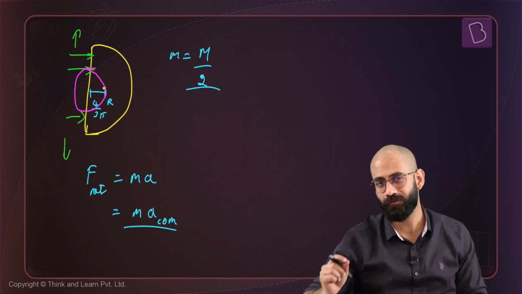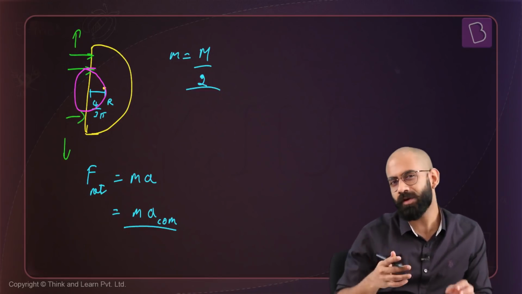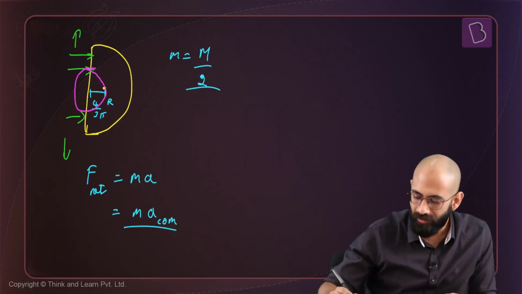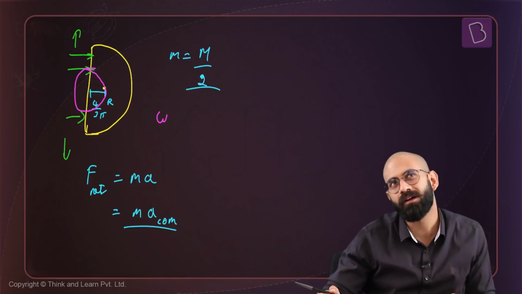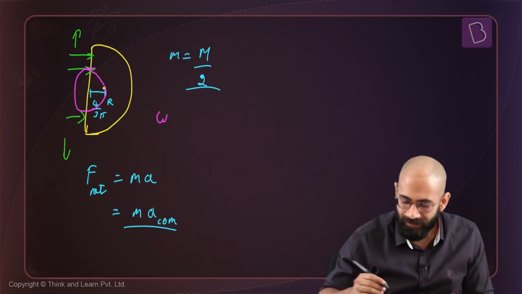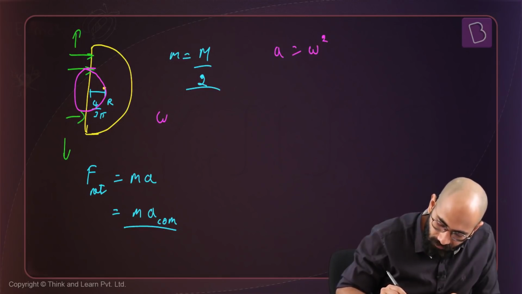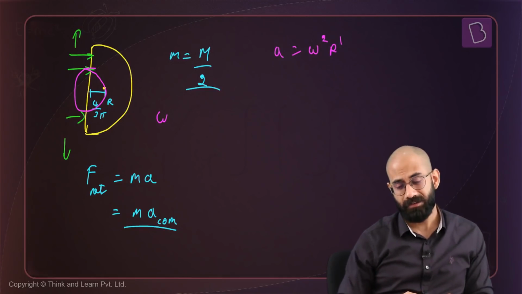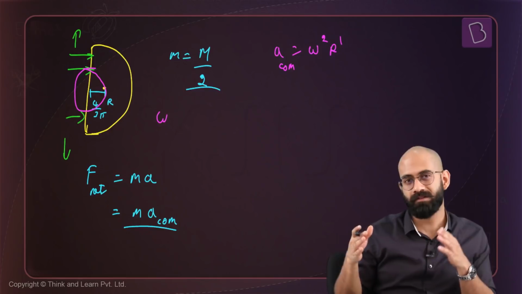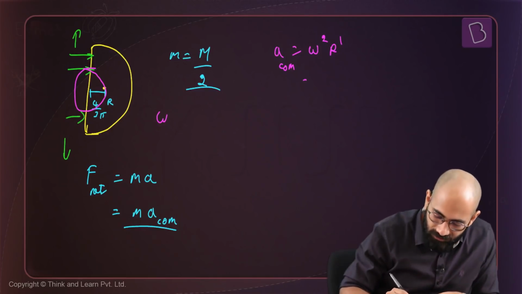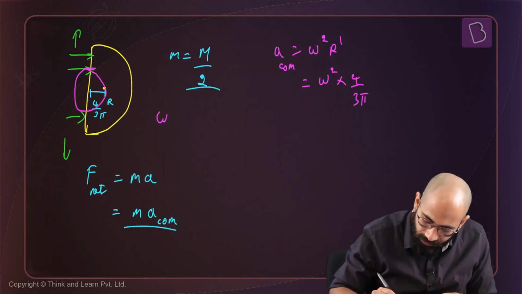What will be the acceleration of the center of mass? Now we know already that because the disk is rotating with omega, the center of mass should also go around with the same angular speed omega. Then, if this distance is 4 by 3 r, then the acceleration, in this case a, should be equal to omega square r dash, right? Acceleration of the center of mass, I'm saying, should be equal to omega square r dash, where r dash is the distance between the center of mass and the center of the disk. Or in other words, this should be omega squared into 4 by 3 pi into r.